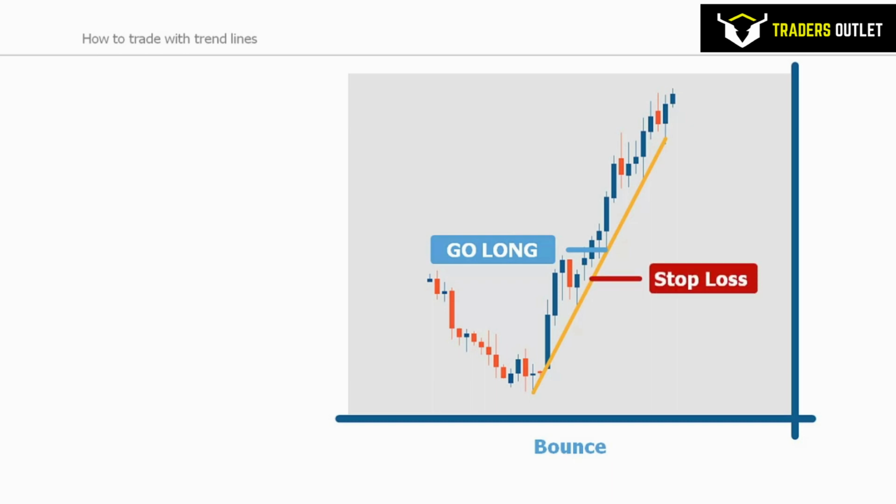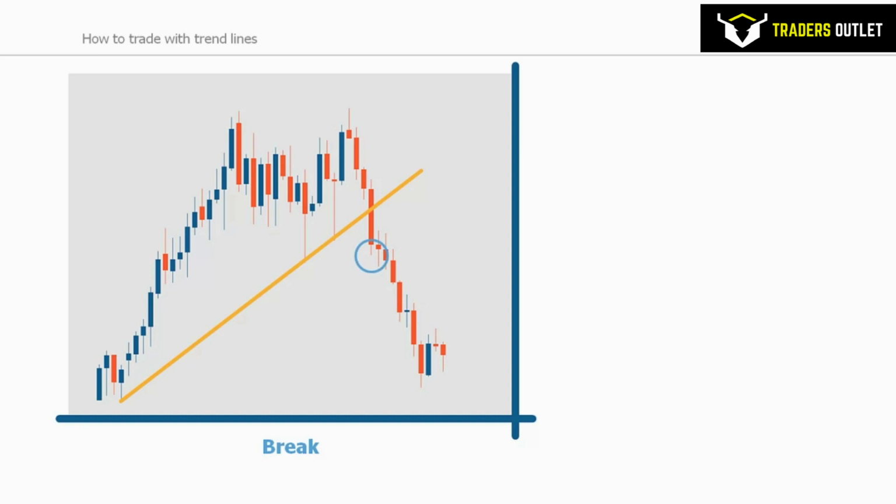Your stop loss would go on the other side of the trend line. You can also wait for price to break through the trend line and trade the breakout. In this case, you wait for the price to break through the trend line and go short.